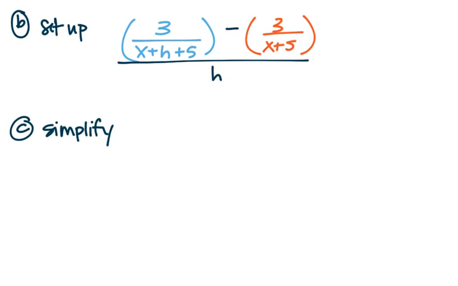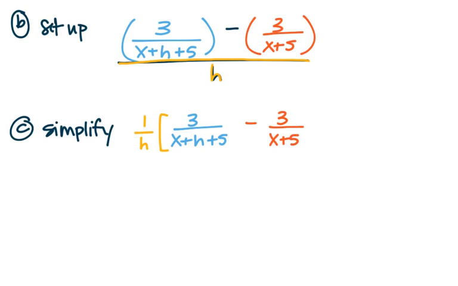So one thing, remember, dividing by h is the same as multiplying by the reciprocal. Division is multiplying by the reciprocal, or copy, change, flip. So dividing by h is the same as multiplying by 1 over h. I like to go ahead and just pull that out in front. So now I have 3 over x plus h plus 5 minus 3 over x plus 5.